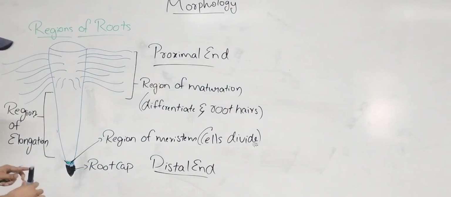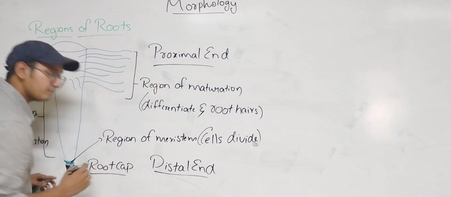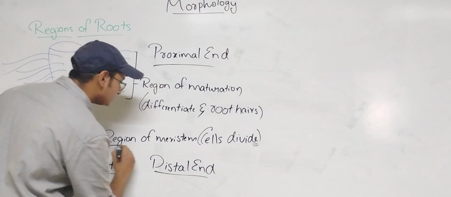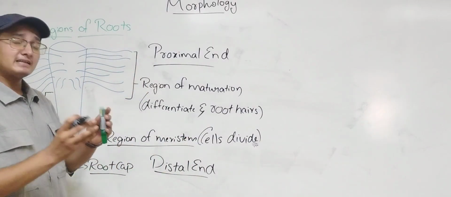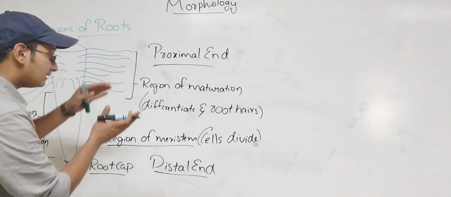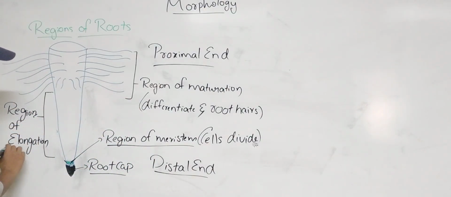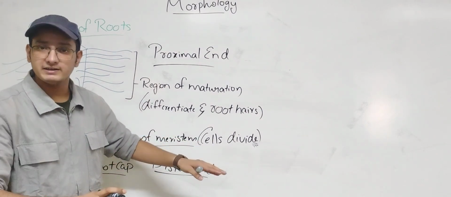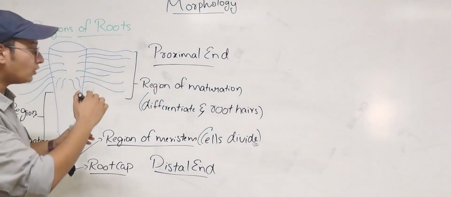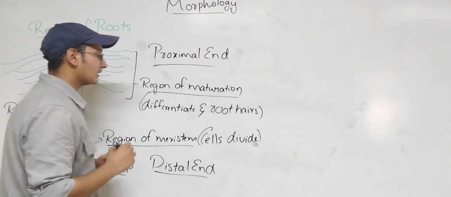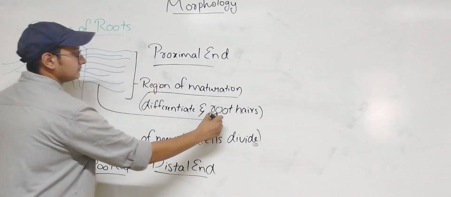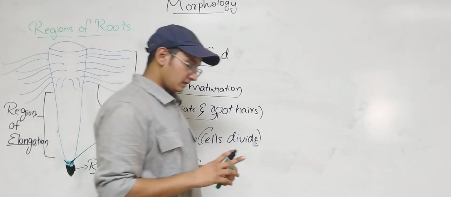At the bottom part, the distal end, we can see the root cap, which protects the root apex, and the part proximal to it is known as the region of meristem. Here the cells divide. The region is very small, but it is one of the most important regions because the cells divide here. The proximal region to this is the region of elongation, where the cells grow. And the proximal region to the region of elongation is the region of maturation. Here the cells differentiate and we can see different kinds of root hairs, which help in absorption.